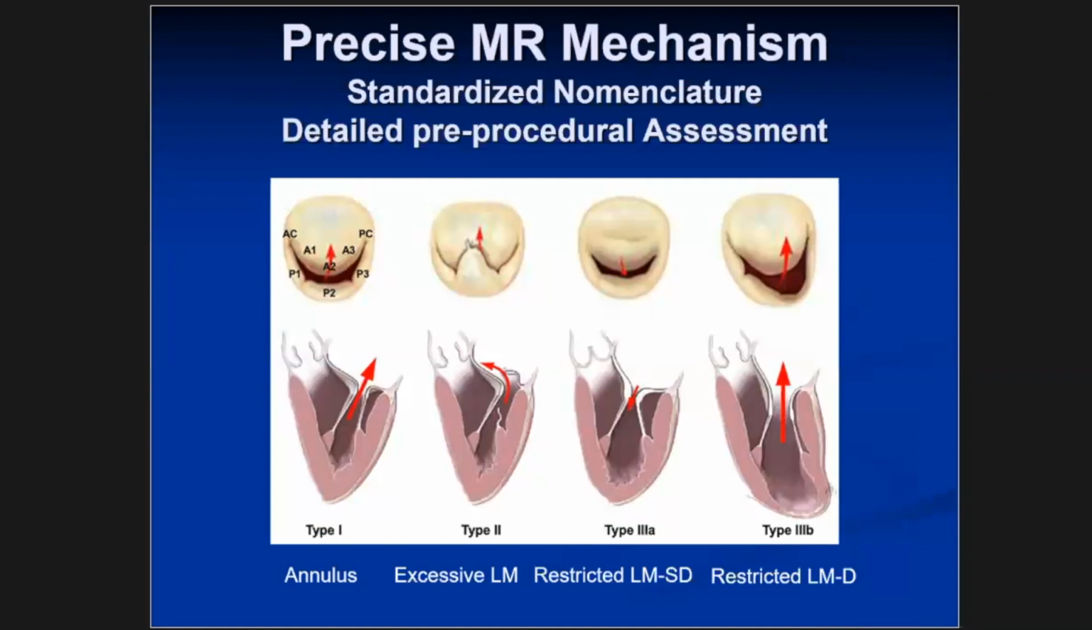Now, again, as we described earlier, Dr. Carpentier was emphasizing a more standardized nomenclature and the importance of defining precise mechanisms of mitral regurgitation. So it's not enough when we read echocardiography reports to talk about the severity of the mitral regurgitation, but to talk about pathology. And in his nomenclature, first of all, we're naming the segments of the leaflets, the anterior and posterior, from lateral to medial as segments 1, 2, and 3. The commissures, I think those are complicated terms, but lateral and medial commissures.